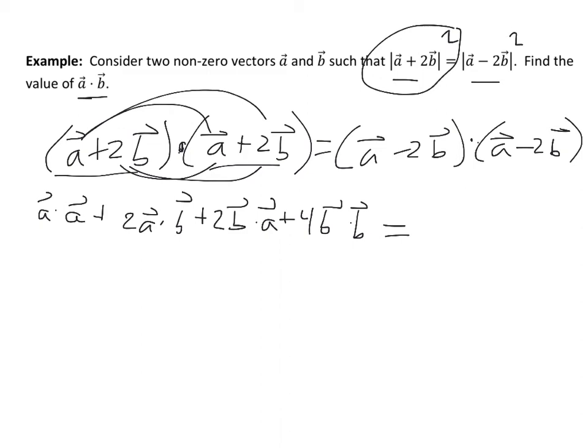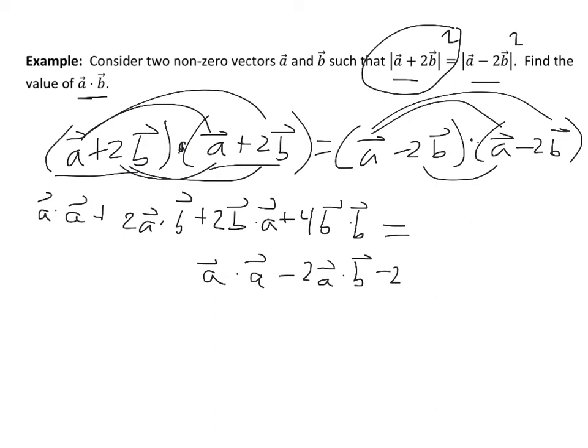So when I distribute this one, I'll first send the A to both of these. This is going to get me A · A, and then minus 2A · B. And then here I'll have minus 2B · A, and here I'll have plus 4B · B. This is a really long equation, but hopefully we notice that there's going to be a lot of stuff here that we can work with, right?